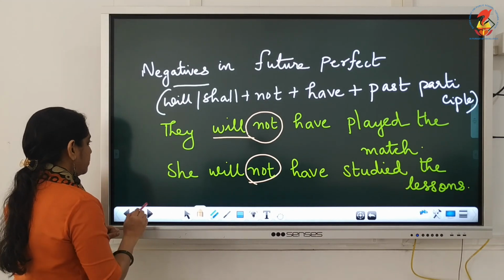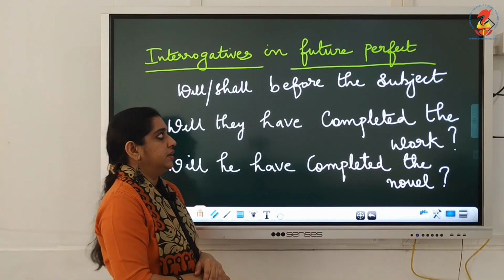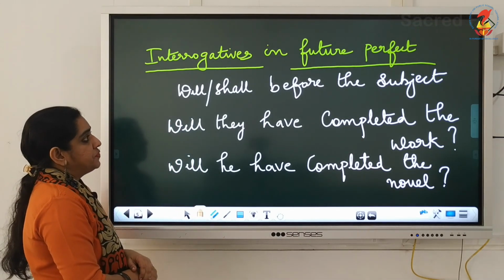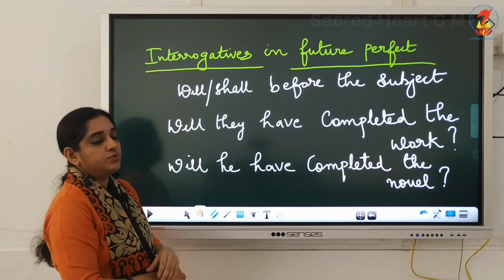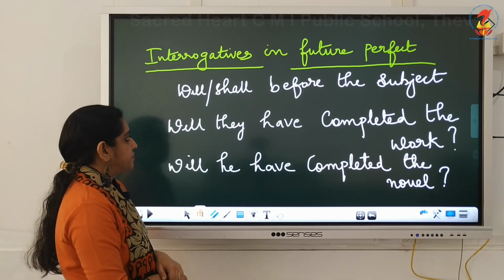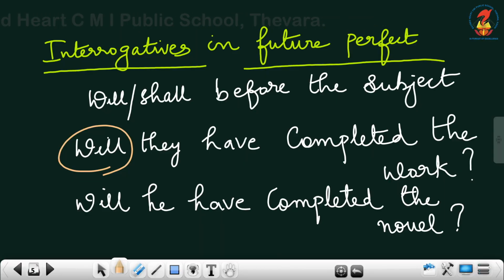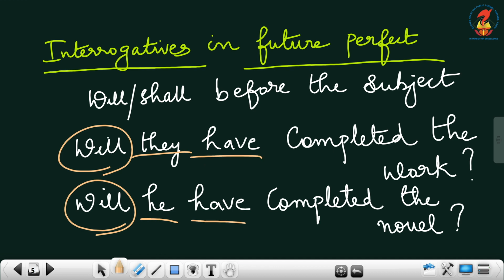Okay. Now, let us move to the next one, interrogatives in future perfect. How you can make a question? See, will or shall is used before the subject. Just before the subject you use will or shall, and we get an interrogative sentence in future perfect. See the example, will they have completed the work? Will he have completed the novel? So, you can see will is used in the beginning of the sentence, then followed by subject plus have, then past participle form of the verb.